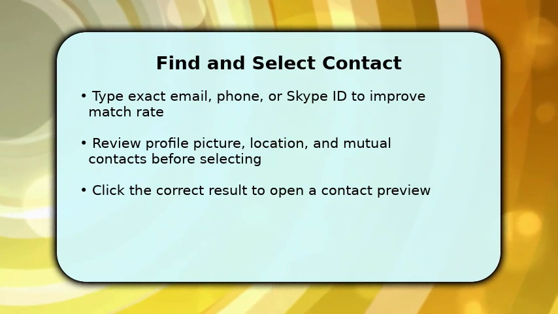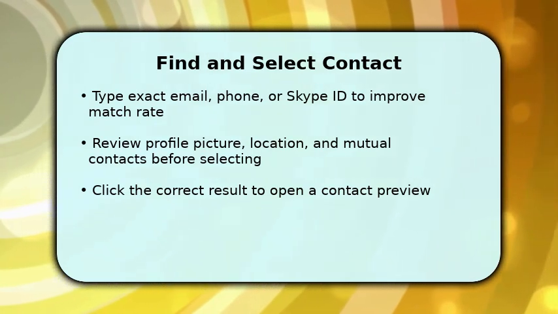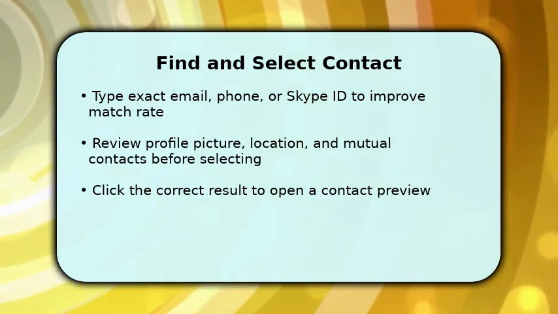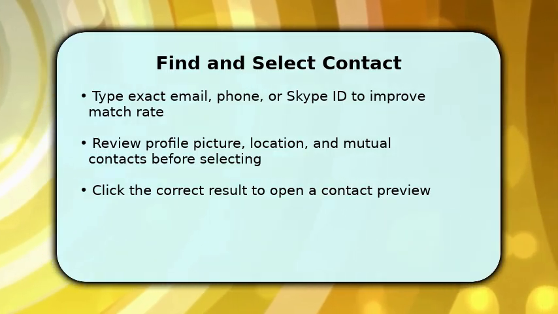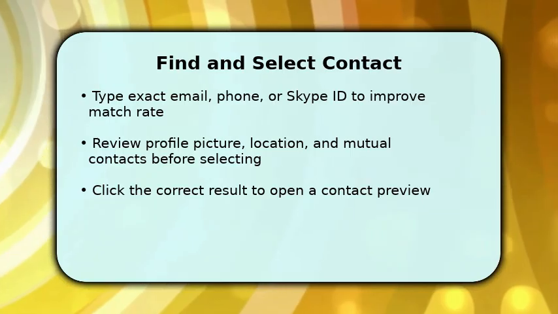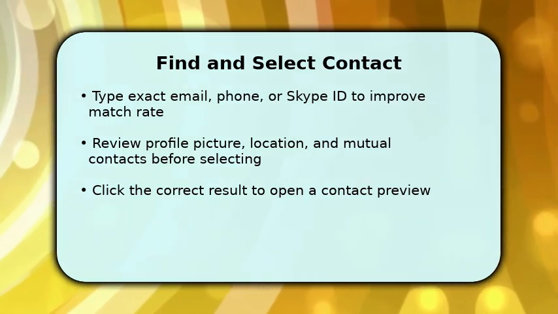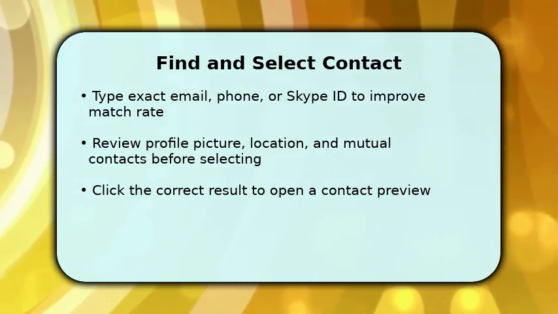Once you see search results, scan them carefully. Skype shows similar names, so confirm with email or profile details. Click the best match to open a preview where you can view status, mutual contacts, and recent profile info. This helps avoid adding the wrong person.